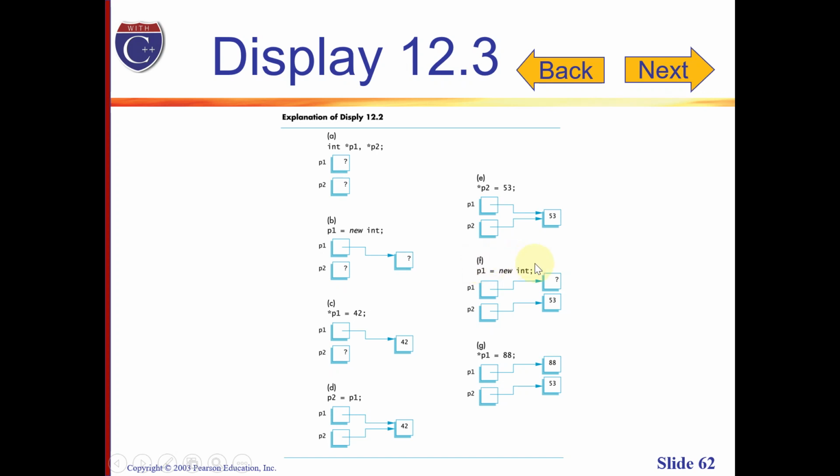Next, at this point, we declared a new dynamic variable, therefore resetting the content of P1 to a new memory address. Hence, we have this. At this point, P1 is now pointing to a memory address whose content is still unknown. After which, we assigned a new value to P1. Thus, P1 is now pointing to a memory address which contains 88, while on the other hand, P2 retained whatever value and memory address it is pointing at.